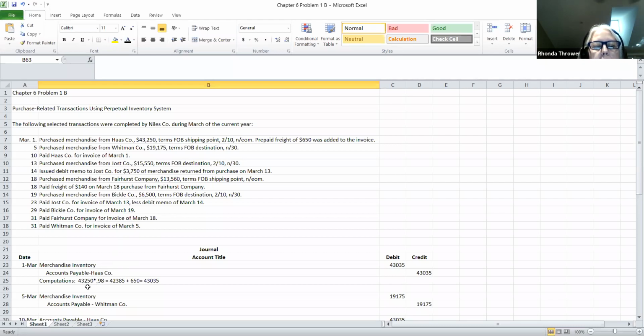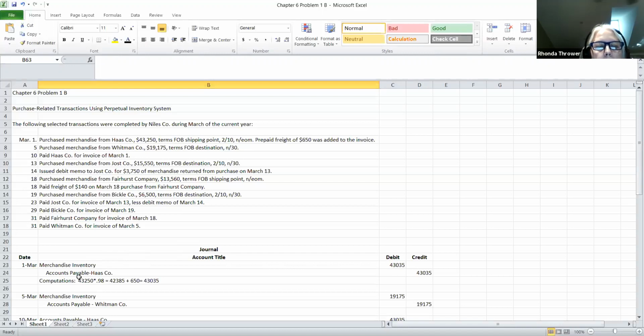We're paying 98% of this original gross price, but because the seller prepaid the shipping for us, and we had agreed with FOB Shipping Point that as the buyer, we would be paying the shipping, they added it back to our invoice. So the total amount that we owe to the Haas company is $43,035. These are my computations as to how I got the debit amount here.